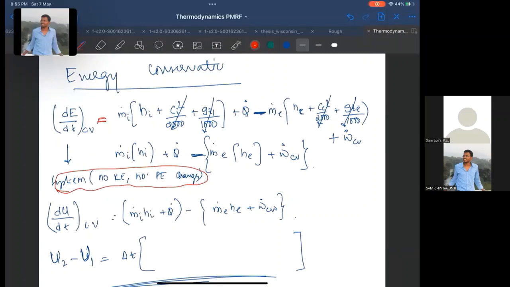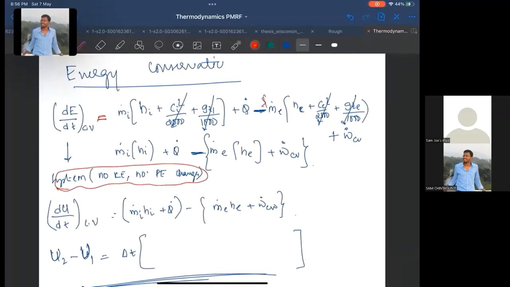Okay, now let's look at the energy conservation. In the energy conservation equation, dE by dt of the control volume is equal to net energy input through the incoming fluid plus heat transfer, minus the net energy output through the exiting flow, plus the work interaction between the system and the surrounding. So if the flow has negligible velocities and the potential is also negligible at 0, then we can directly remove this, and the equation becomes mi hi plus Q dot is equal to me he plus W dot cv.